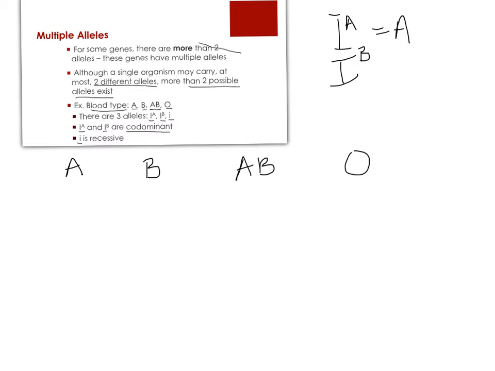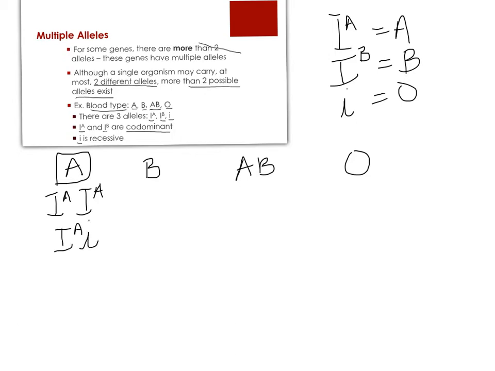The B allele is big I, B, and O is represented as a little i. So if you're type A blood, you could be big I, A, A, or you could be A and then have that O recessive allele, and both of those genotypes would produce the type A blood phenotype.